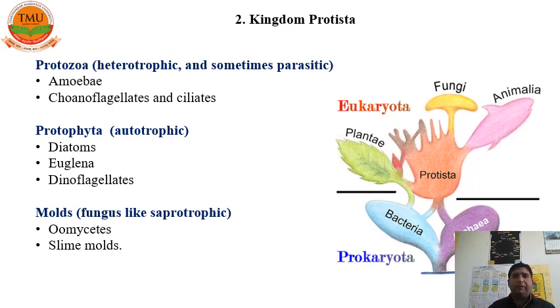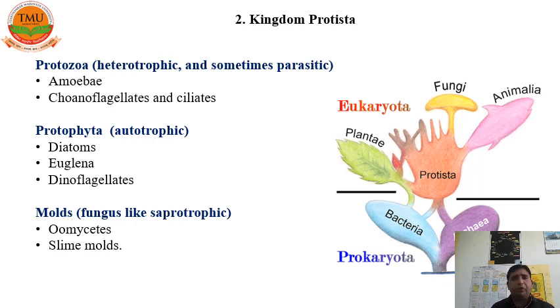Protists can be divided into three divisions. It is not a formal division, but for the sake of study, we can divide them into three groups. First is protozoa like amoeba, choanoflagellates, and ciliates like paramecium. These are animal types, and generally they are studied with animals in the phylum of protozoa.